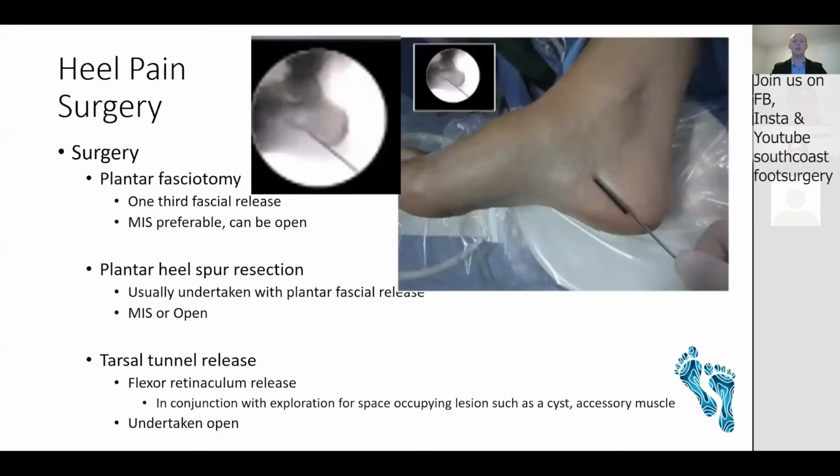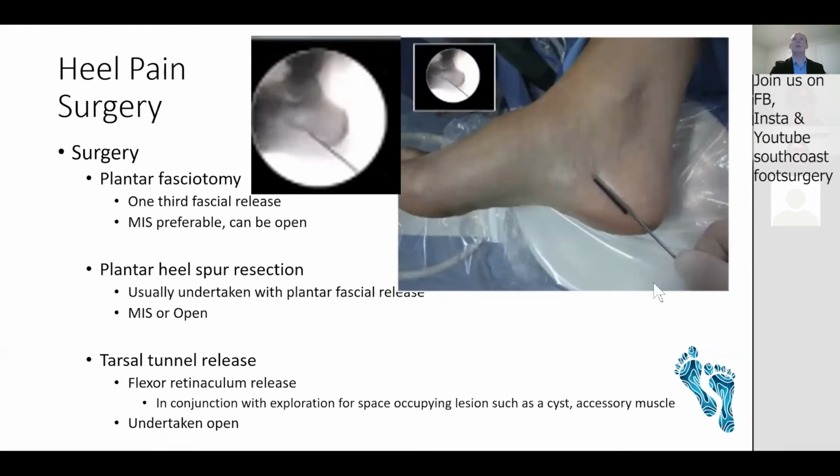When we look at heel pain surgery, when that's indicated, a nice quick way to fix this is a plantar fasciotomy, and we generally do that of the medial band full release. That can be done through minimal incision and can be undertaken within the rooms for the right patient under local anaesthetic. We also then look at a plantar heel spur resection.